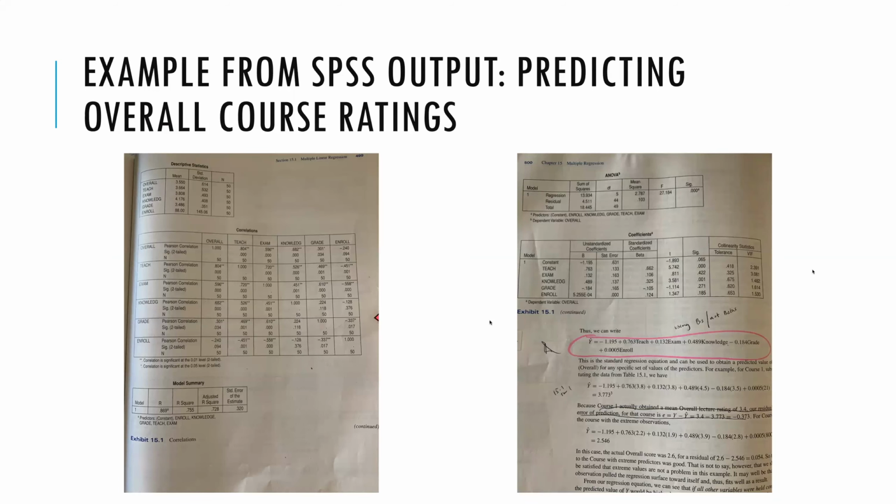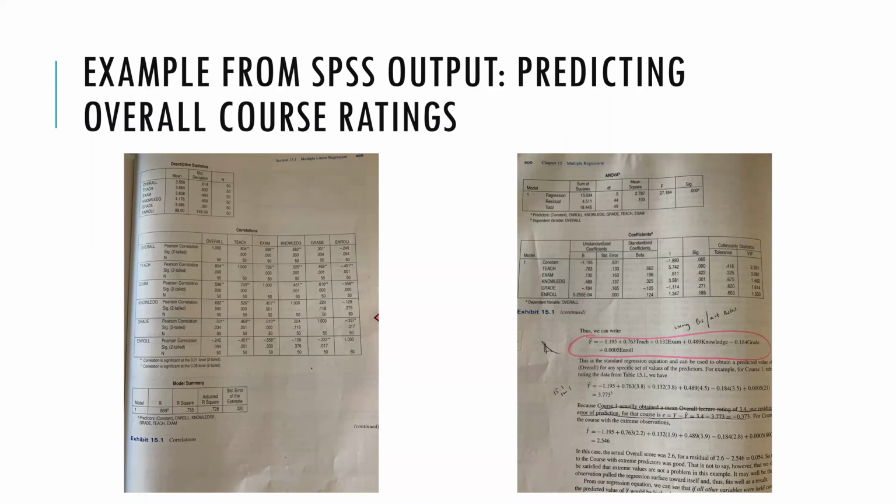So here's an example from our textbook. This is a good illustration of what goes on in the regression model. Here are some results from a multiple regression model from SPSS. So SPSS gives you a lot of stuff when you're calling the regression.